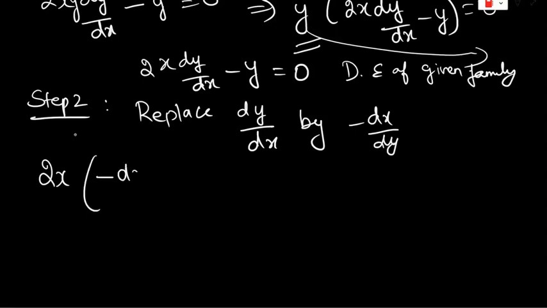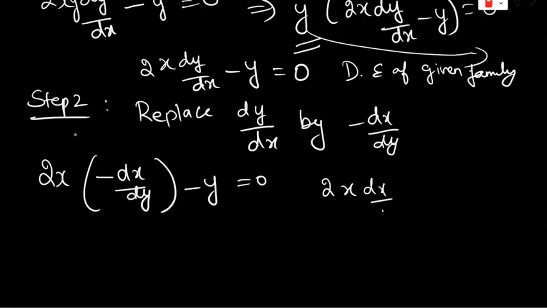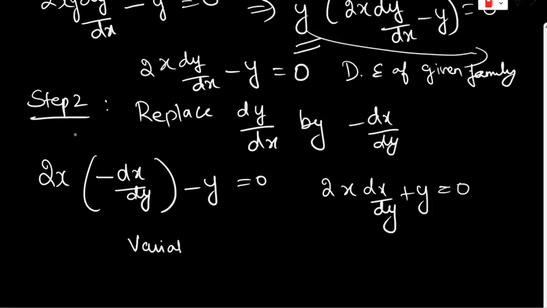Dy by dx, I'm writing it as minus dx by dy. Other things are the same. And this minus, if you take it and put it on the other side, so 2x into dx by dy plus y is equal to 0. We can write like this. Now you should think about the method to solve this first order differential equation. Now, what is the basic thing you might have studied? Variable separable. What is variable separable?